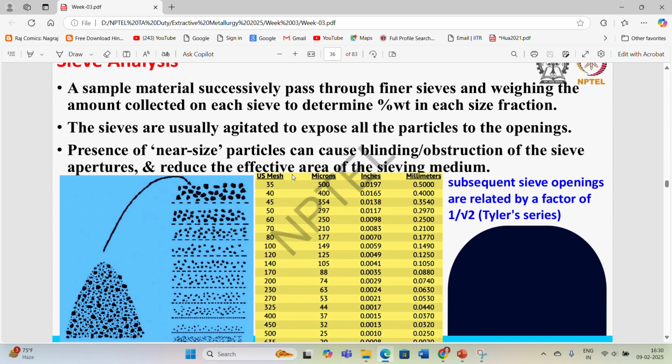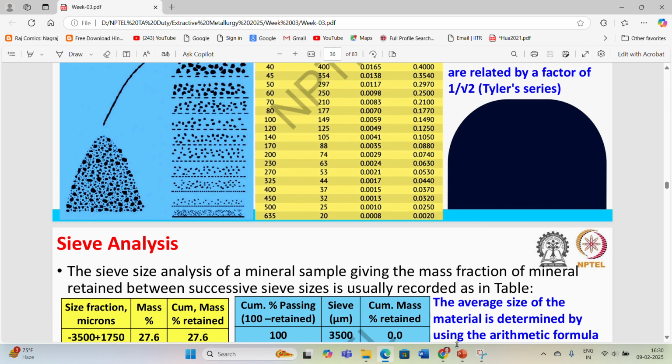Then sieve analysis: the sample material is successively passed through finer sieves, and the amount collected on each sieve is weighed to determine the percent weight in each size fraction. The sieves are usually agitated to expose all the particles to the openings. The presence of near-size particles can cause blinding or obstruction of the sieve apertures and reduce the effective area of the sieving medium.